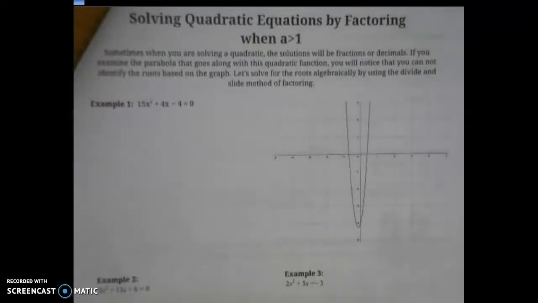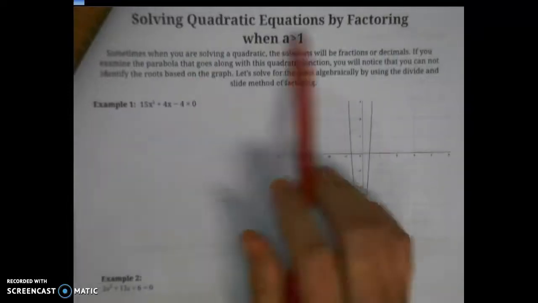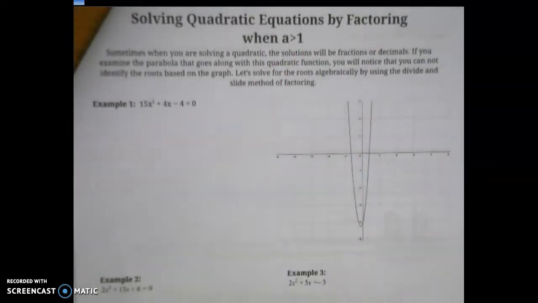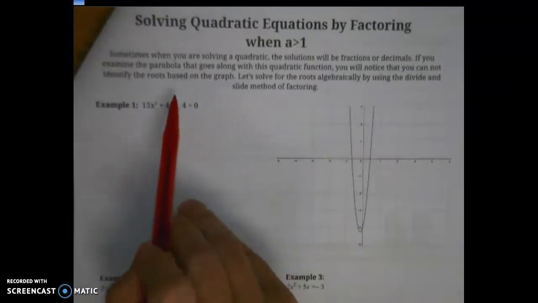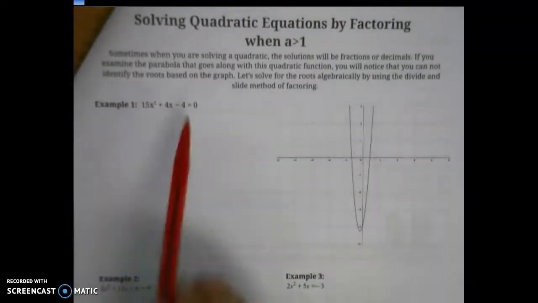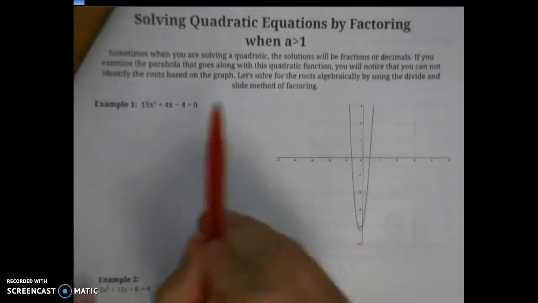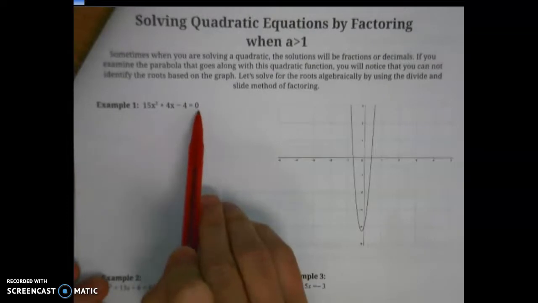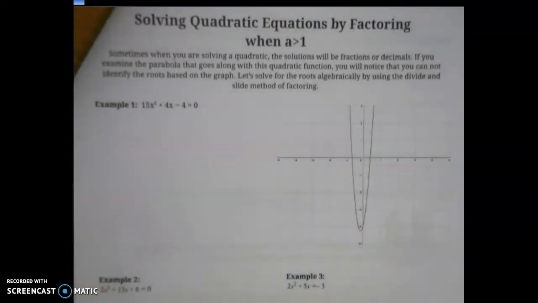Everyone, in this lesson we're going to be solving quadratic equations by factoring, but this time when a is greater than 1. Just like in the last two lessons, we have quadratic equations with an x squared, and we're trying to figure out the values of x that make the equation true. The first thing we do, same as the last two lessons, is get our equation set equal to 0, which we have, and then check for your different types of factoring.